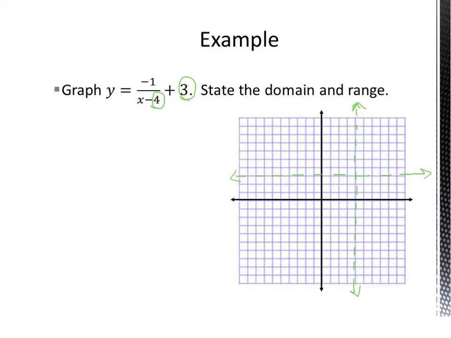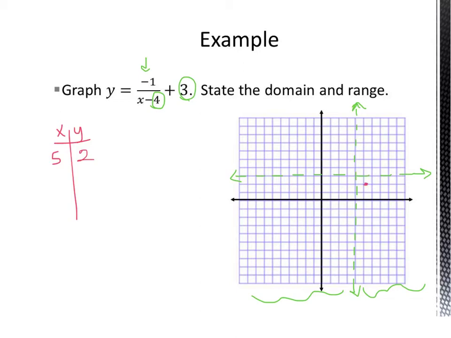So there's my asymptotes, and so I know I have a part over here and I have a part over here. Now that negative at the top, we're going to see that it's going to switch it, it's going to reflect it over the x-axis. But if we just start, since we went to 4, let's just start at 5. And if I plug in 5, I'm going to get 2.